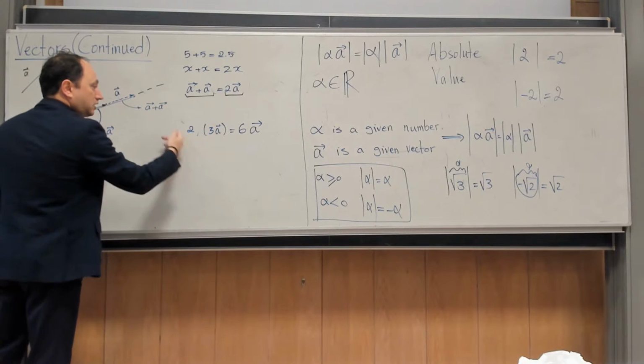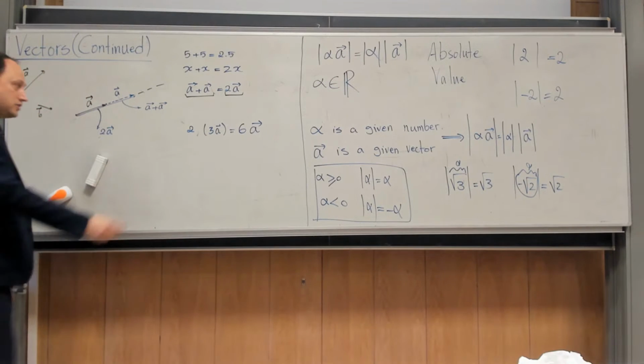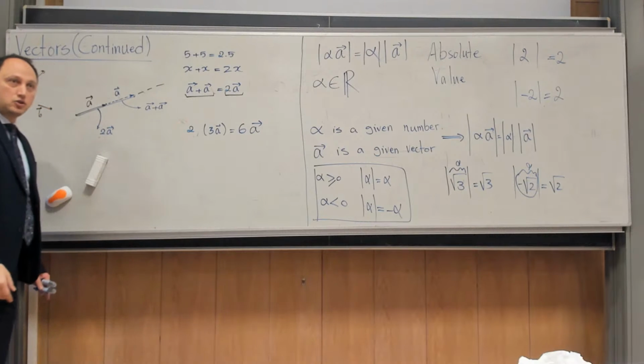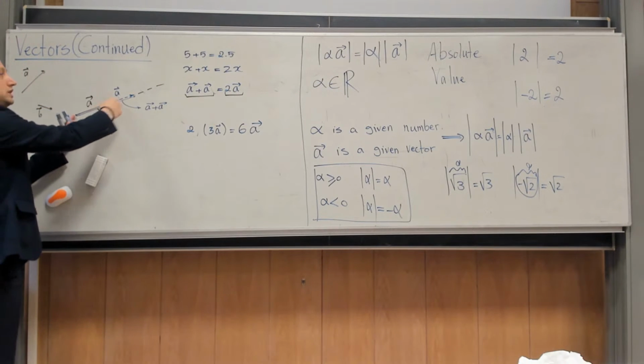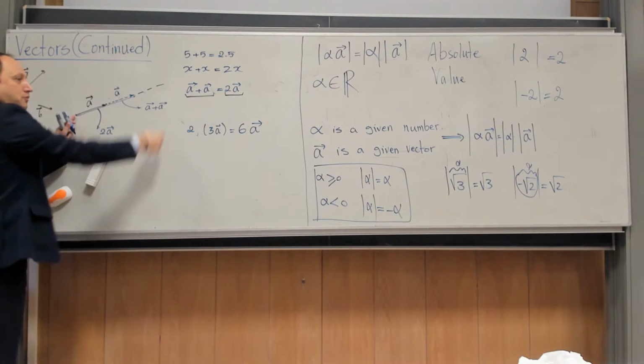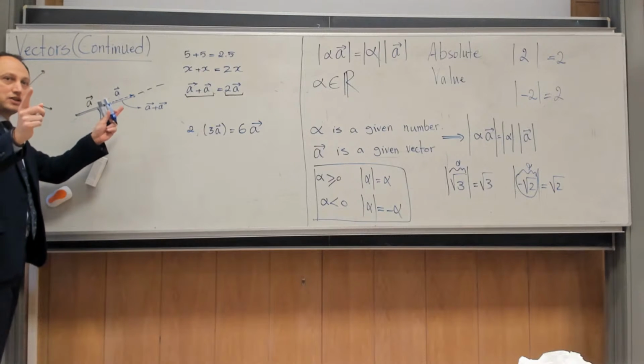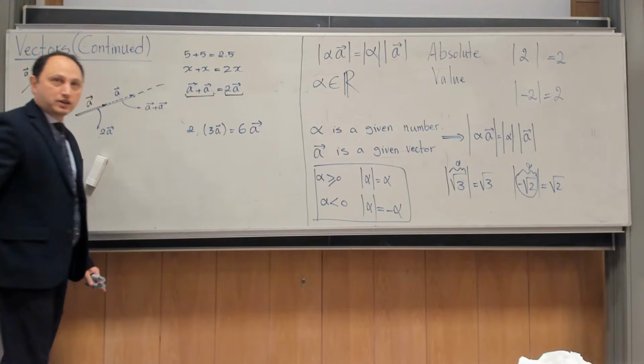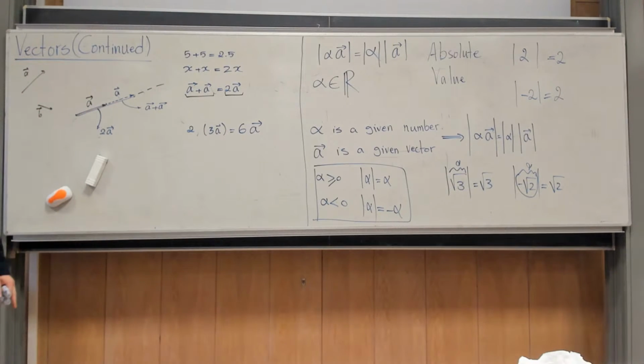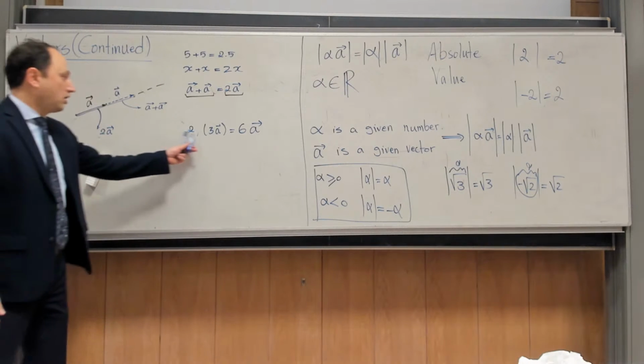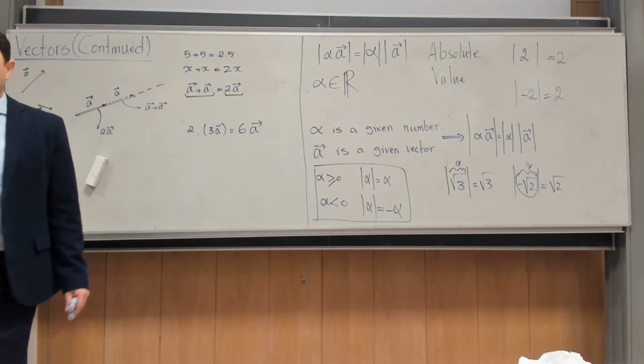But what happens here on the left-hand side? First, I draw the 3A. So it means that I draw 3 times larger with the same direction, with the same slope. And when I get the answer, I draw 2 times that vector. Again, I need to do 2 copies. So it means that at the end, how many copies will I have? I will have 6 copies.